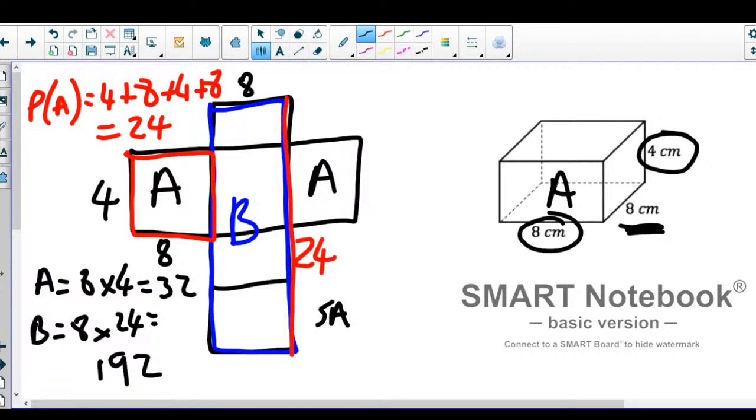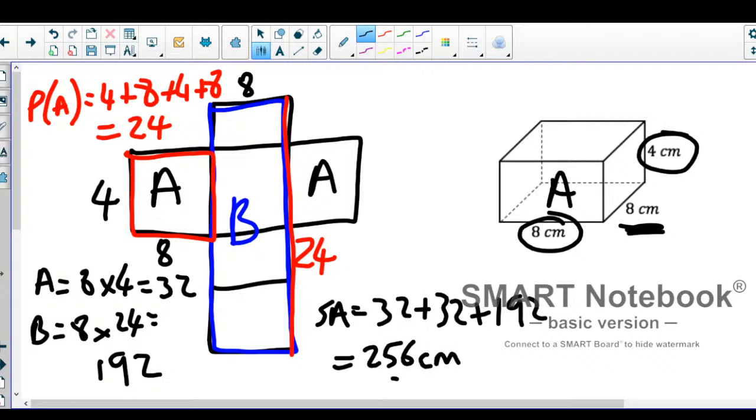However, I want the surface area. I can see that I've got 2 A's, so I've got 32 plus 32 plus 192. So I've got 64 there, plus 192, check the maths, 256 centimetre squares. Okay.